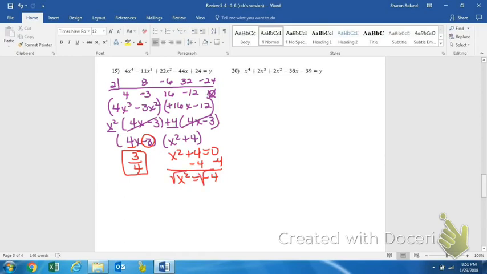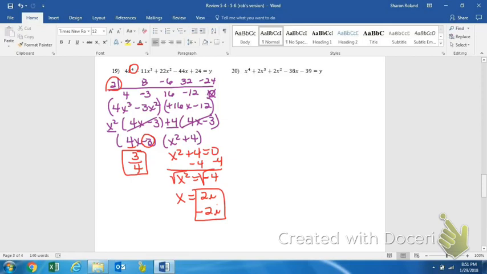Take the square root of both sides. And when you take the square root of a negative, it becomes an imaginary number. Square root of 4 is 2. So you have 2i and negative 2i. So we have these 2 zeros, 3/4 is a 0, and 2 is a 0. So we found 4 zeros, and we were looking for 4. So we did it.